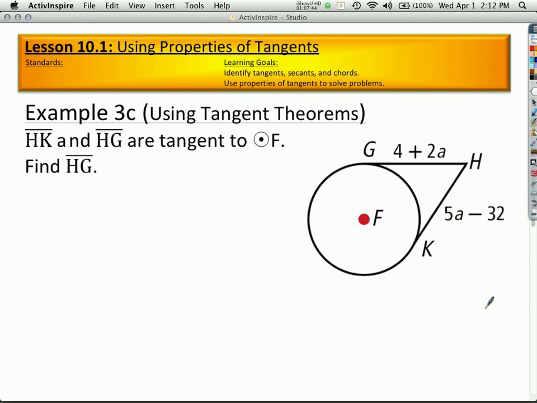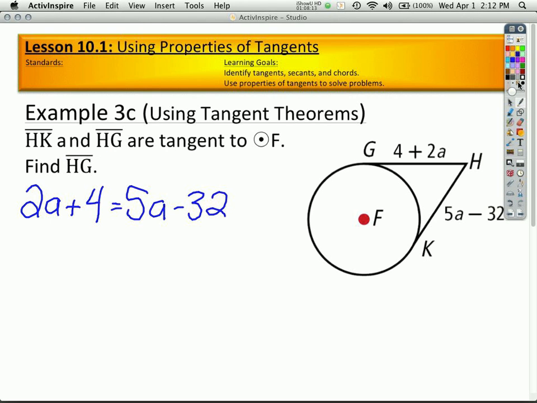That was a great explanation, absolutely. Because of the tangent segments theorem, and we're told that these two segments are tangent to the same circle, and they share a common endpoint, then they're congruent to each other. So we can say that 2a plus 4 is equal to 5a minus 32. Find the value of a, find the distance HG. Actually, this should not have a line over it. Sorry about that. My fault. That should not be there.